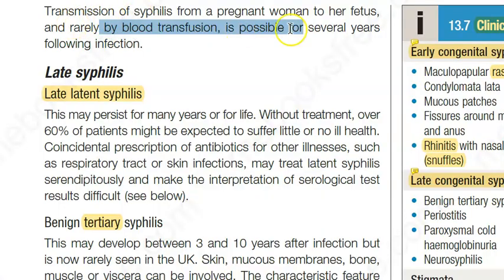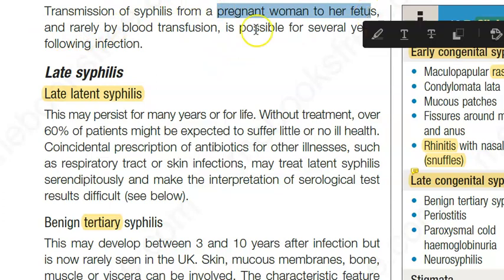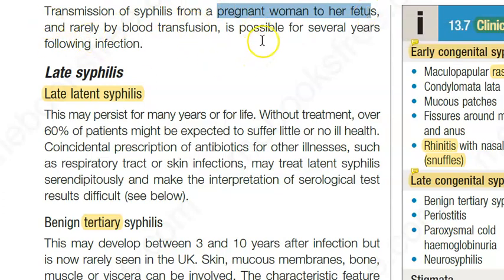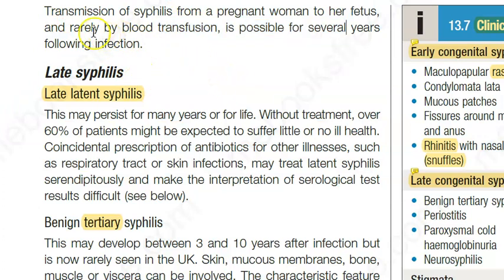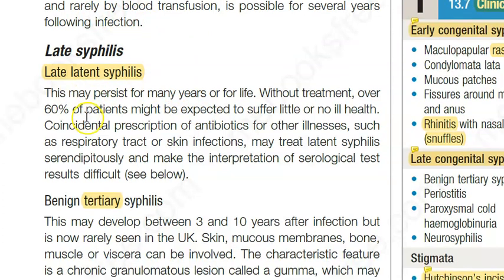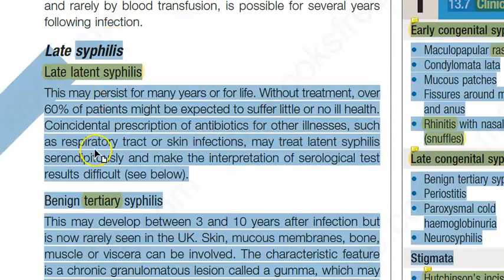Look at this. You may not have had any sexual contact at all, but still you will be carrying the Treponema pallidum. And from a pregnant woman to a fetus, the transmission of syphilis can happen several years following infection. Okay, so that's what you should know. That is why they are telling syphilis means early latent, late latent. So many terminologies here. Now coming to late syphilis, in that you have late latent.